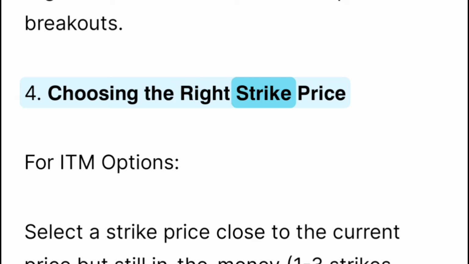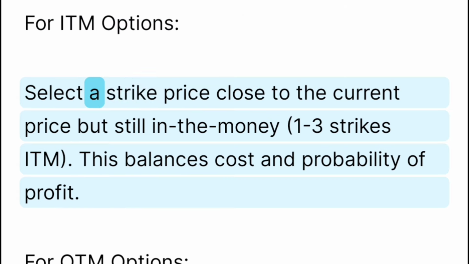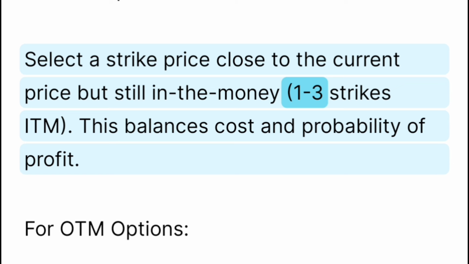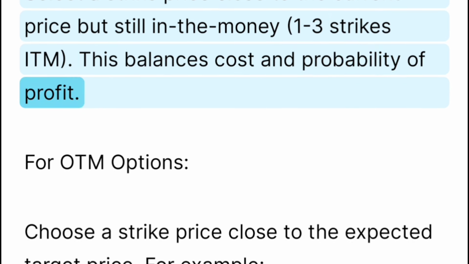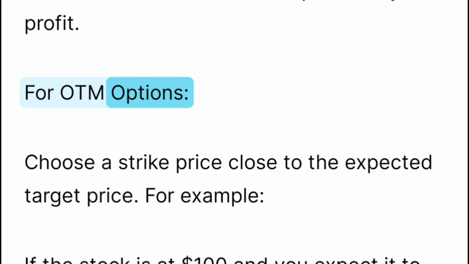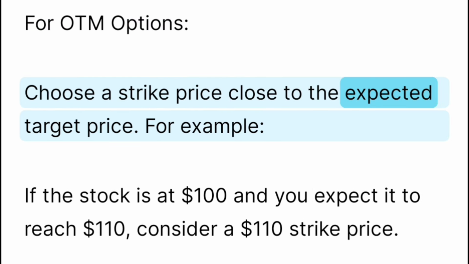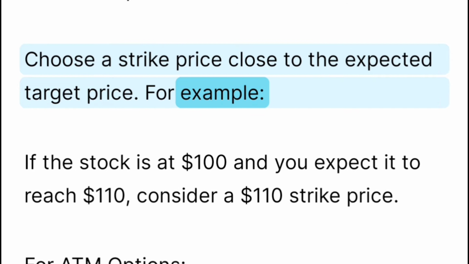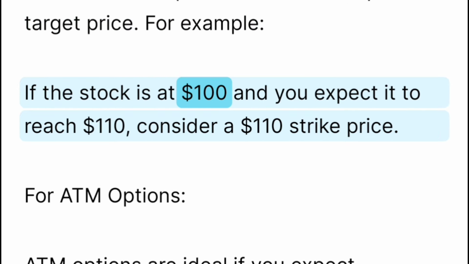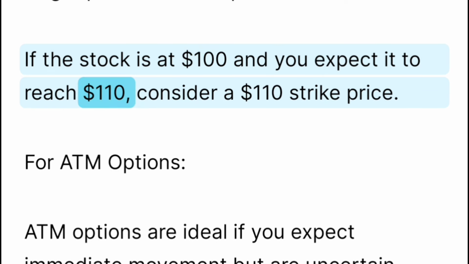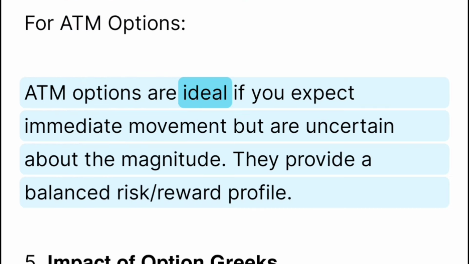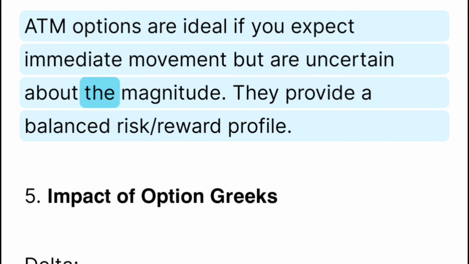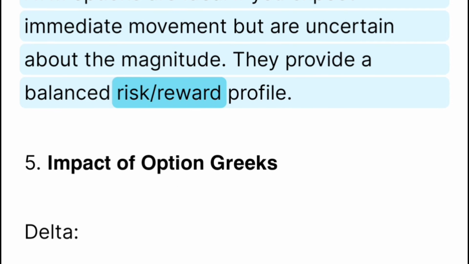4. Choosing the right strike price. For ITM options, select a strike price close to the current price but still in the money, for example, 1 to 3 strikes ITM. This balances cost and probability of profit. For OTM options, choose a strike price close to the expected target price. For example, if the stock is at $100 and you expect it to reach $110, consider a $110 strike price. For ATM options: ATM options are ideal if you expect immediate movement but are uncertain about the magnitude. They provide a balanced risk-reward profile.